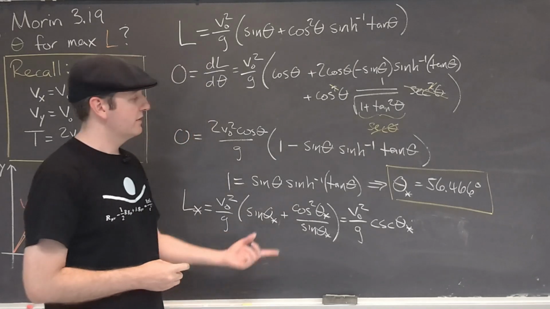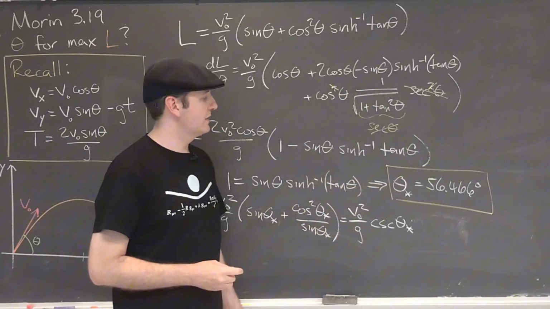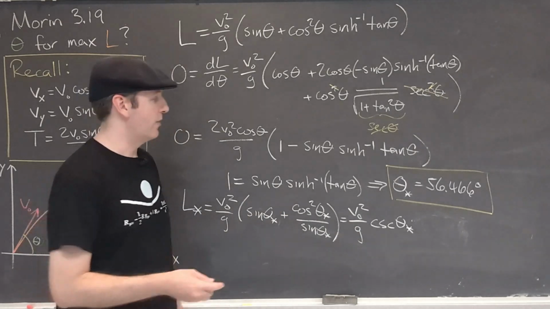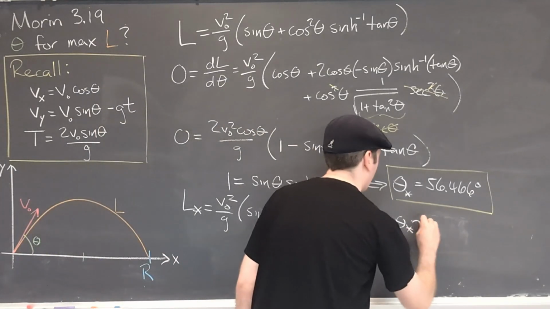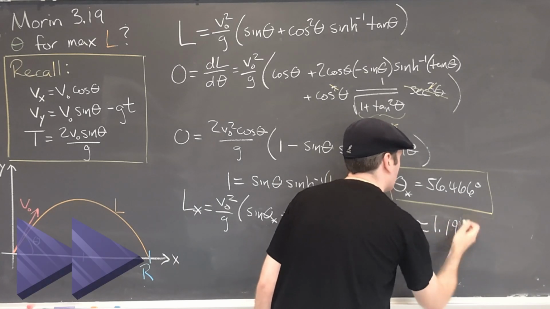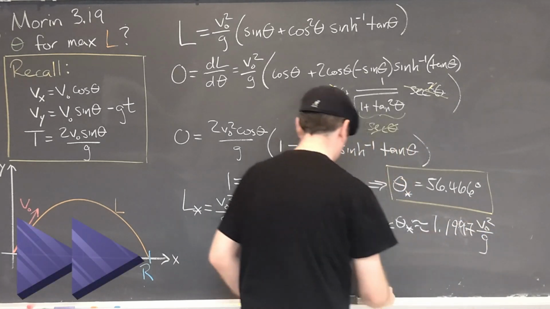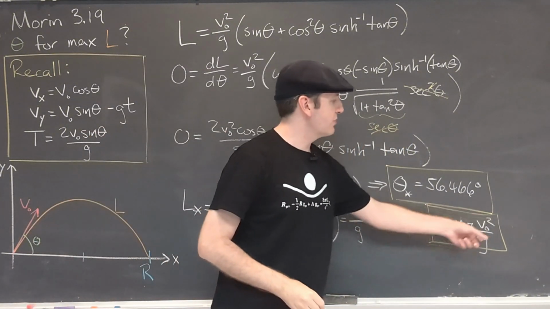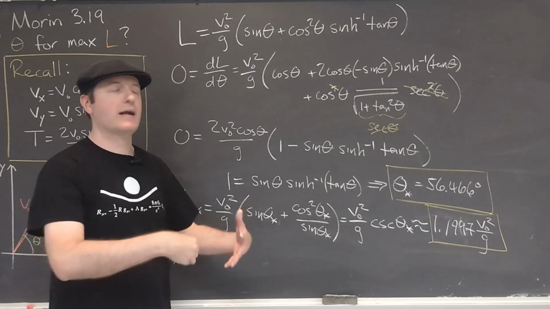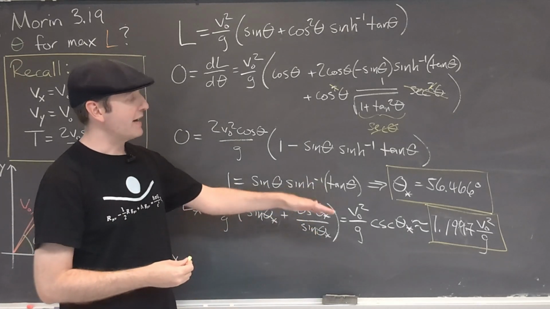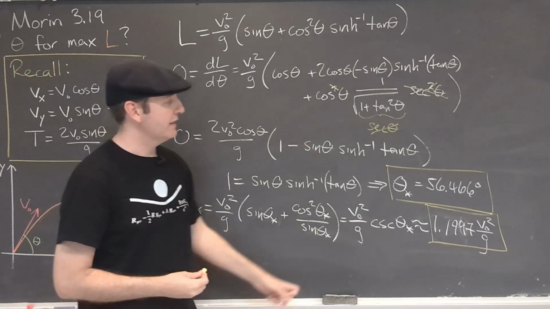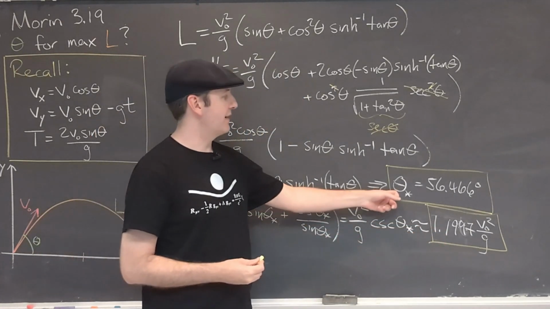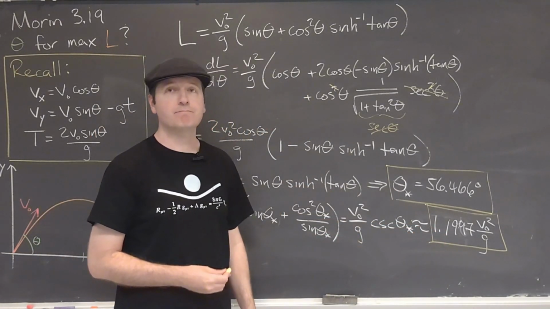And now if you take this numerical value of theta that was calculated earlier and plug it in here, we can end up with an approximate value for our maximal length. Notice that since v naught squared over g was the maximal range, the maximal length of your parabolic arc is about 20% larger than your maximum range, and that occurs when you fire it at this particular angle. QED.